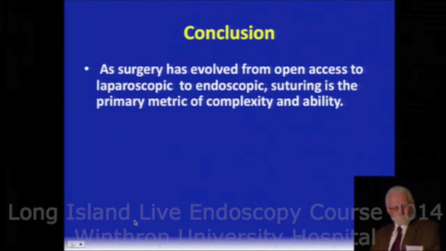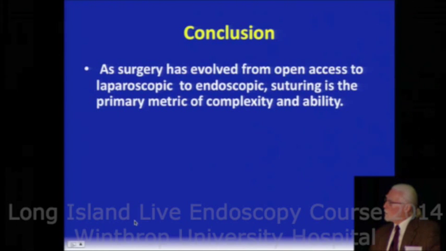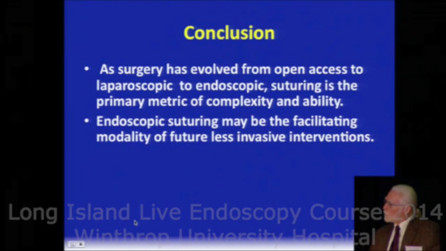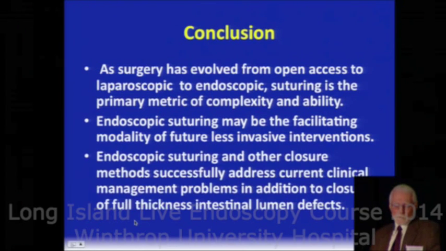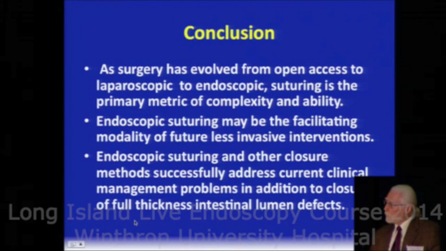So in conclusion, as surgery has evolved from open access, open incision, to laparoscopic to endoscopic, suturing is the primary metric of complexity and ability. Endoscopic suturing may be, in fact, the facilitating modality of future, less invasive interventions. And endoscopic suturing, as well as other closure methods, I think successfully address current clinical management problems in addition to the closure which we talked about in intestinal lumen defects.